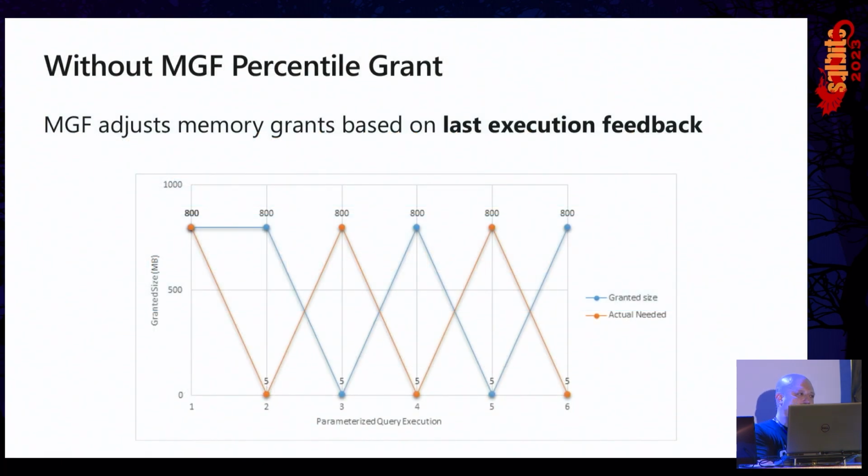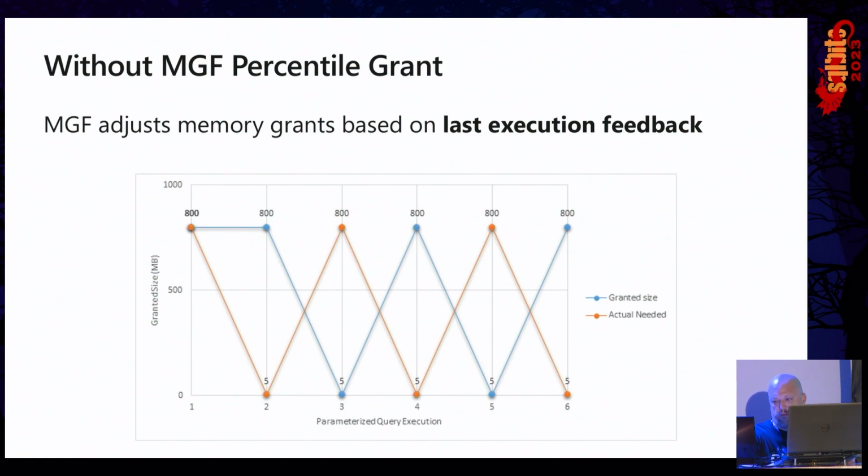So here's what the scenario was in the past, and it's pretty straightforward. Without memory grant percentile feedback, we only look at the previous execution of a query to determine the memory grant. So you get this waffling effect. It's like, okay, I need a lot, now I need a little bit. Now I need a lot, now I need a little bit. You're just being bounced around and only being given the last known good scenario, and you end up waffling back and forth, which is not efficient.